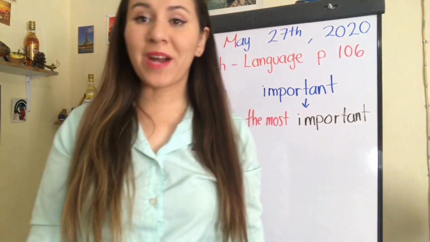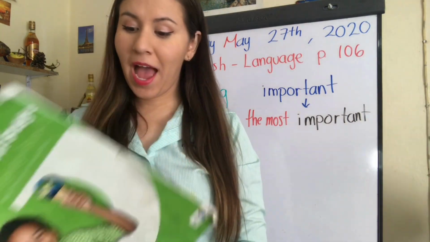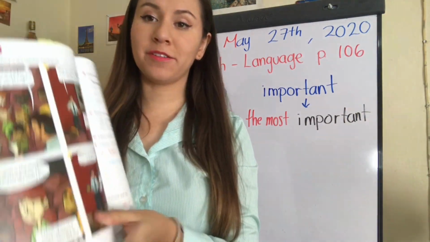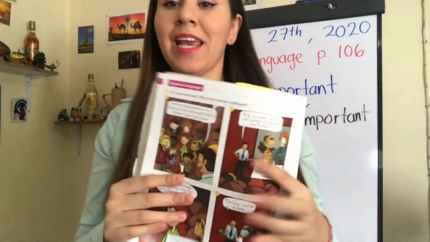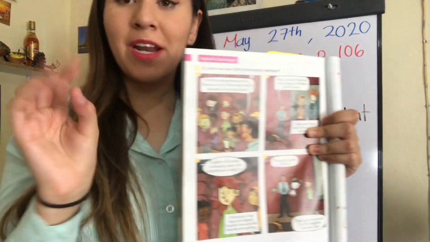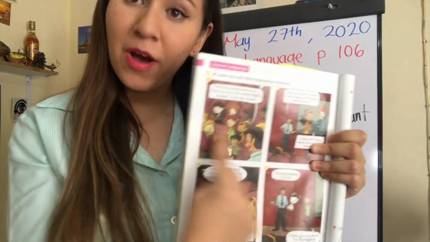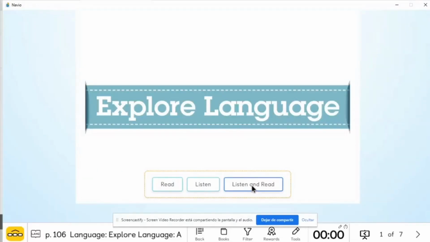So now, to practice this, I ask you to take out your language book and open it to page 106. Here, we're gonna start with the reading. I'm gonna help you. I'm gonna show you the pictures and the reading. Please pay attention, listen carefully, and follow with your book.